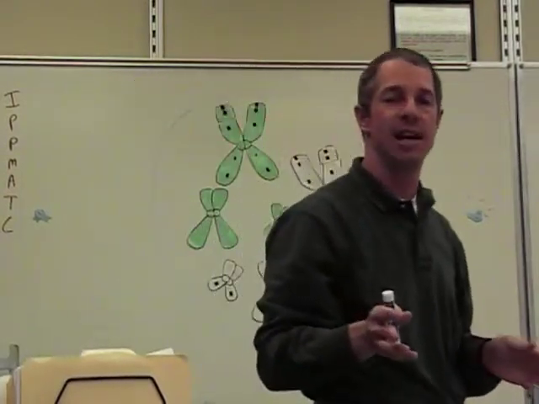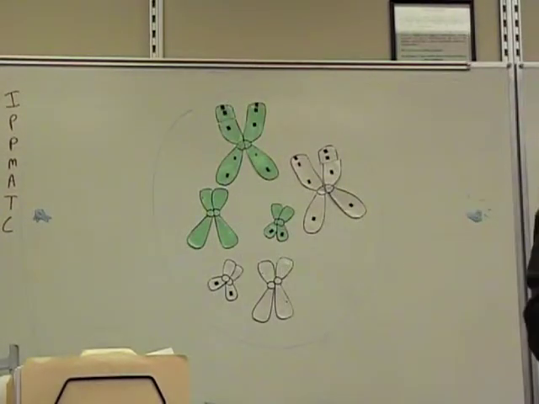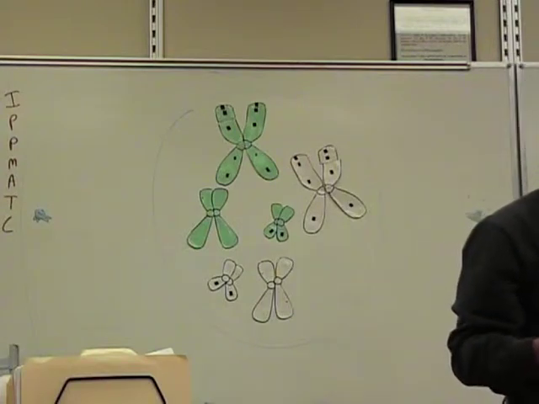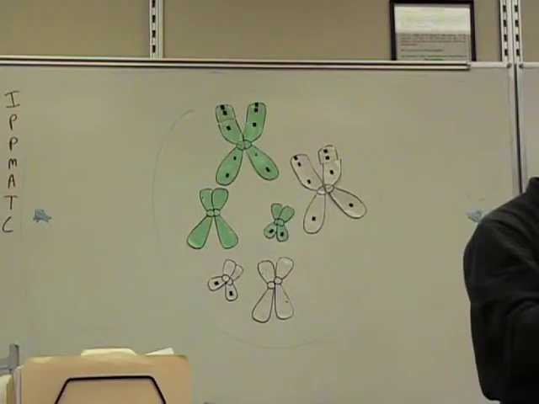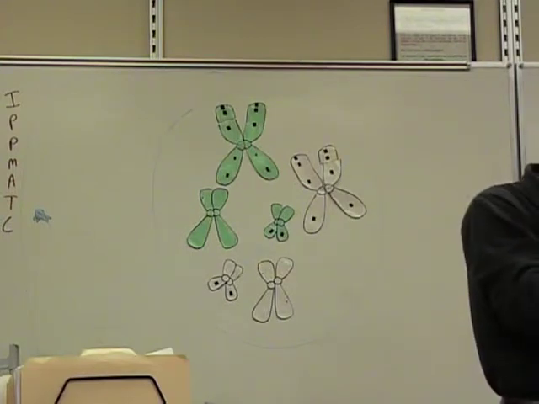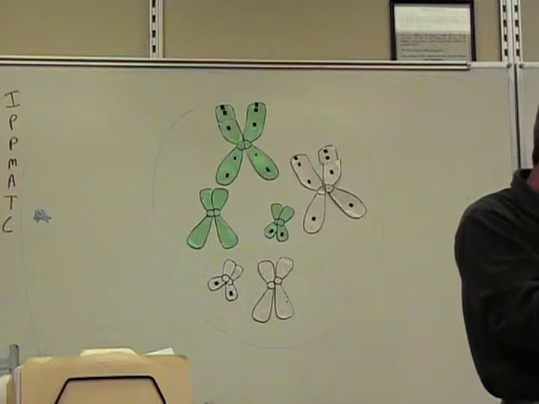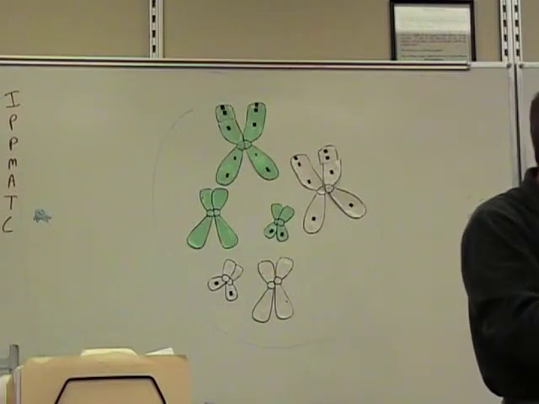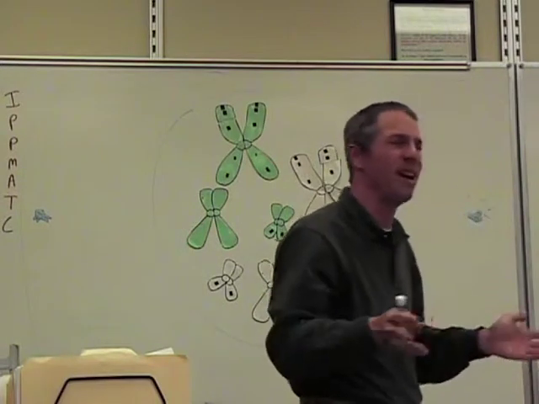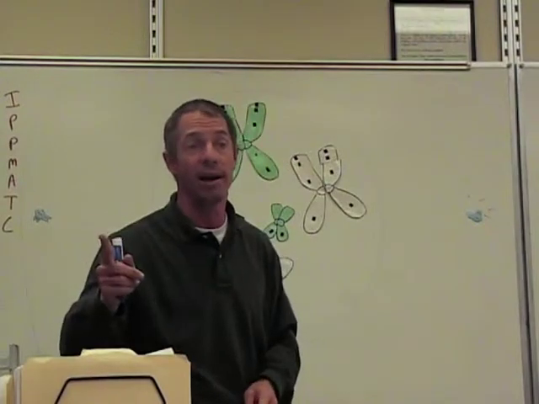Every cell in your body reproduces by mitosis. Every cell. If you scrape your skin and you need new skin cells, they will divide and make new cells by mitosis. They copy themselves exactly, and you'll have new skin there after a week or so, depending on how bad it is.